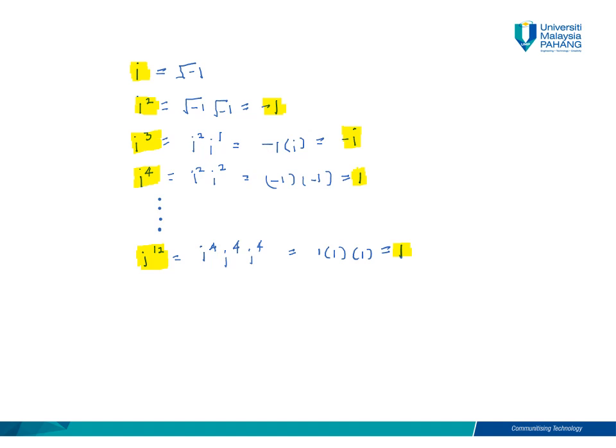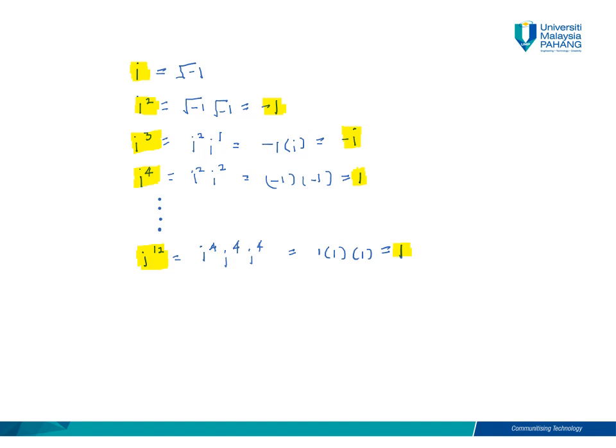Okay class, so this is the pattern of the imaginary unit. We know that i equals the square root of -1. So how to find i squared? i squared equals the square root of -1 times the square root of -1, so we will get -1.